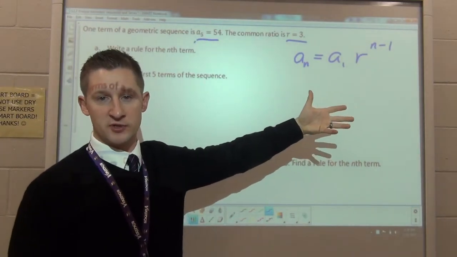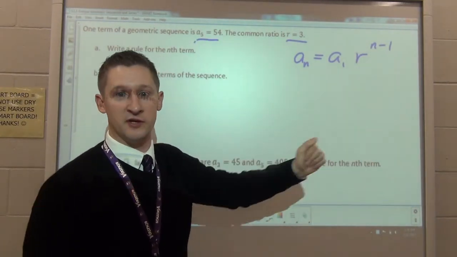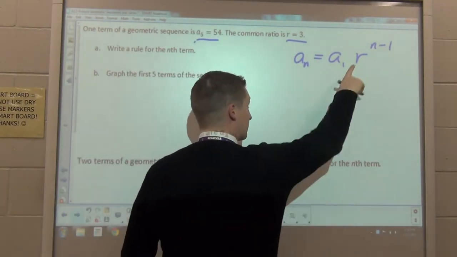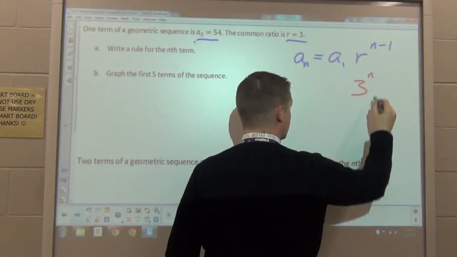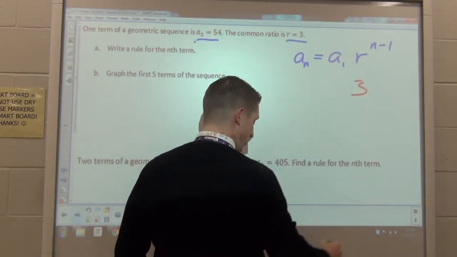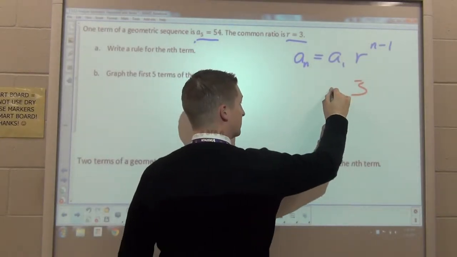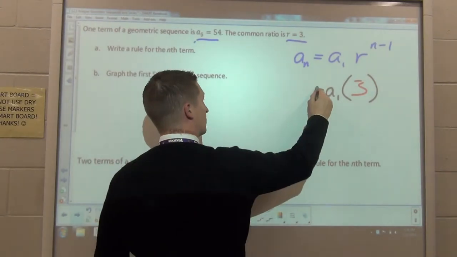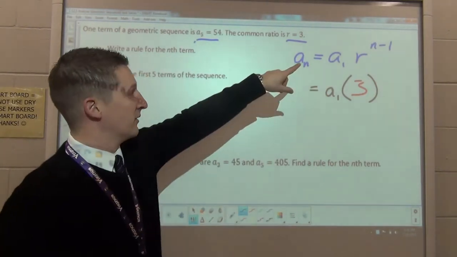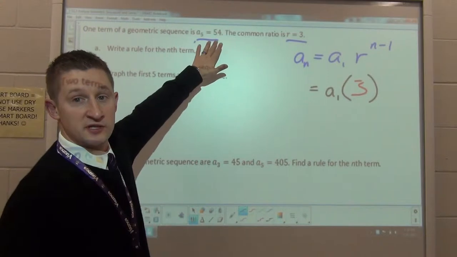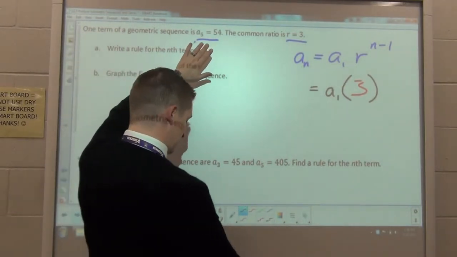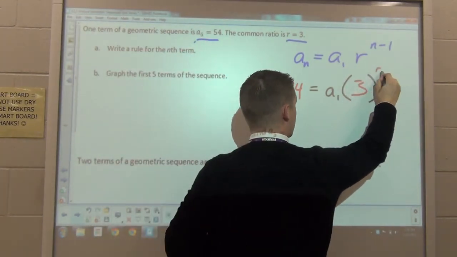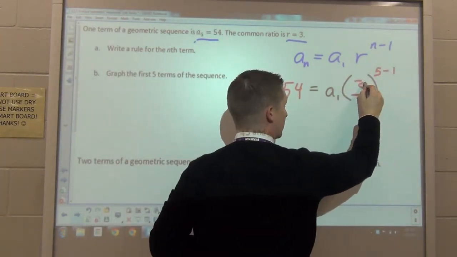So we're going to use the algebra trick we talked about in the last lesson, which is plug stuff in. I know that the common ratio is 3, so I'll put a 3 where r is, raised to the n minus 1. Again, remember we don't know what the first term is, so I'll put a sub 1 times, in parentheses, the 3 that I did know. On the other side, now the nth term and n up there. I know that the fifth term in this sequence is 54, so I'm going to put 54 as the result, and I'm going to put 5 in the exponent for n. So 5 minus 1 is my exponent up there.